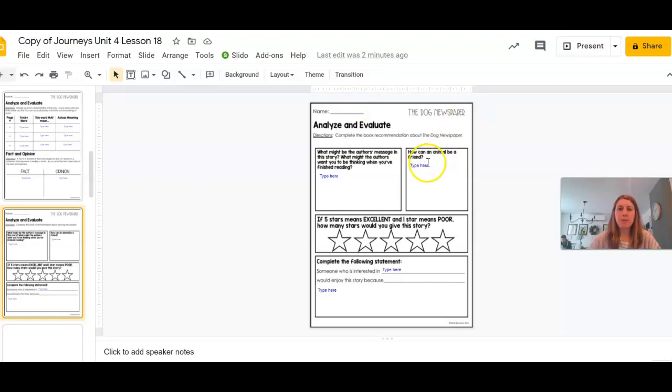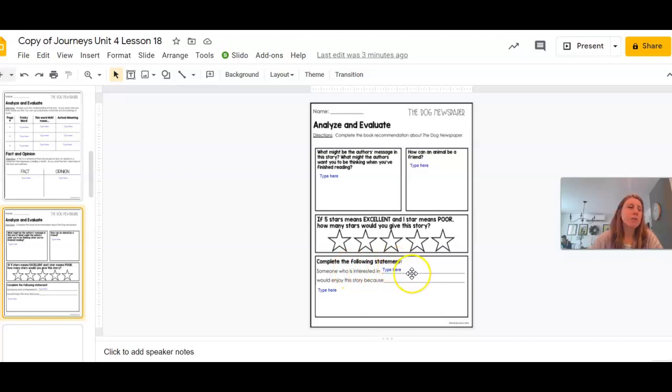Okay, and then answer this question. How can an animal be a friend? When I think of this question, I think back to the story Because of Winn-Dixie that you read in 4th grade. How can an animal be your friend? Okay, just like in this story, it's a little different, but how can an animal become your friend? All right, and then you'll judge the story. 5 stars meaning it's an excellent story. 1 star meaning it's pretty bad, okay?